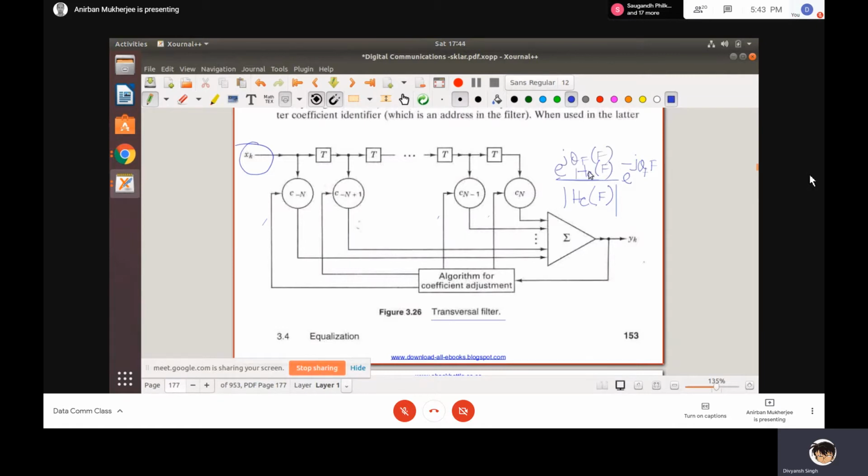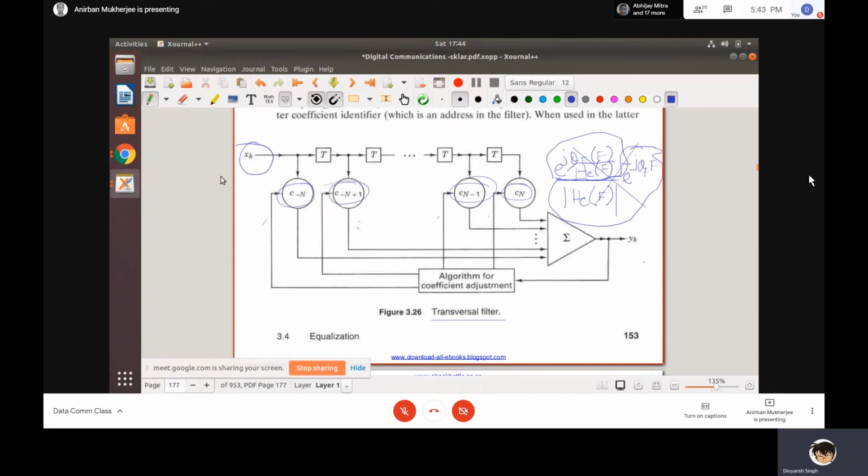H_C(f) into e to the power j theta. Say this is my channel, and I am designing this portion, so this effect is getting nullified. It's becoming 1. So I am designing this 1 by H_C(f) to the power minus j theta just by calculating these C minus n plus 1, Cn minus 1 to Cn. That means I have to somehow calculate this.